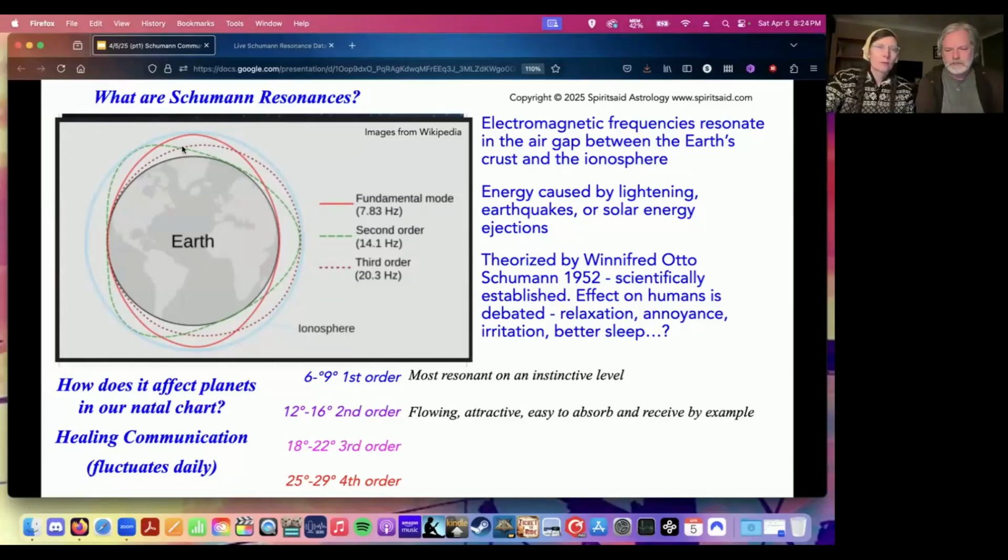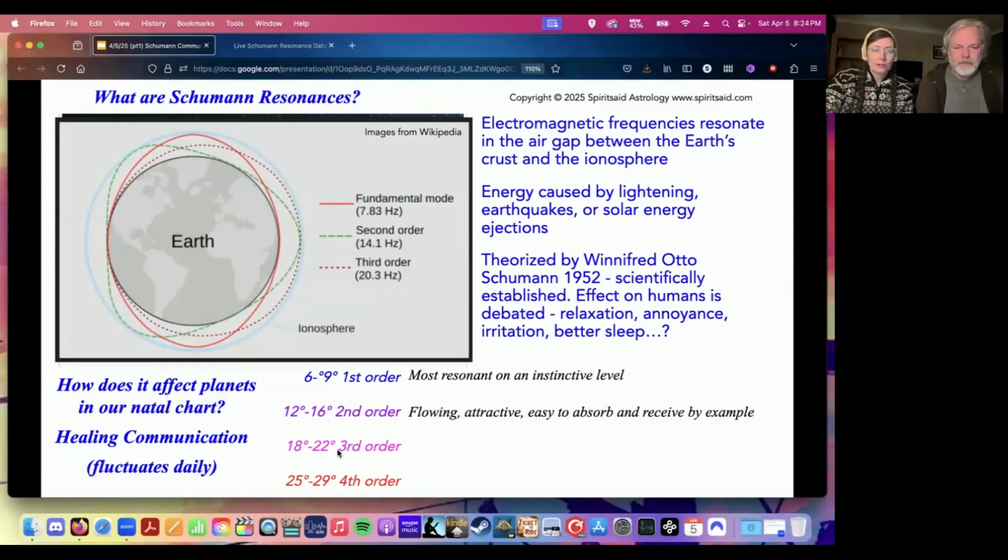And if you notice, the second order is the triangle. This gets back to that sacred energy. The second order is the triangle, and the equilateral triangle in astrology is the angle of flow, right? It's 120-degree angles. So it's an angle of harmony and things that work together easily.